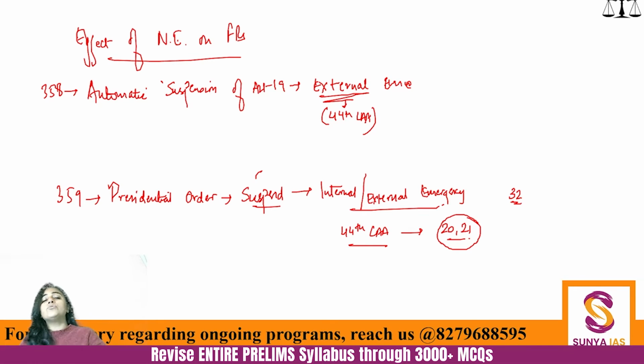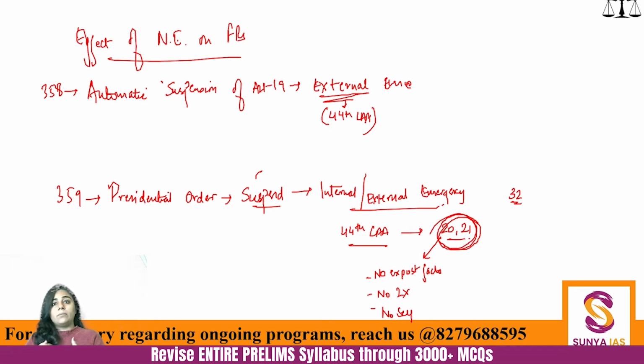And there is always confusion between 21 or 22 or 20 or 21. It is 20 and 21 both. Article 20 is about three principles. Please remember with me. No ex post facto: you cannot be arrested for something that was not a crime when you did it. No double jeopardy: you cannot be jailed for the same crime twice. And no self-incrimination: you cannot be a witness against your own self.